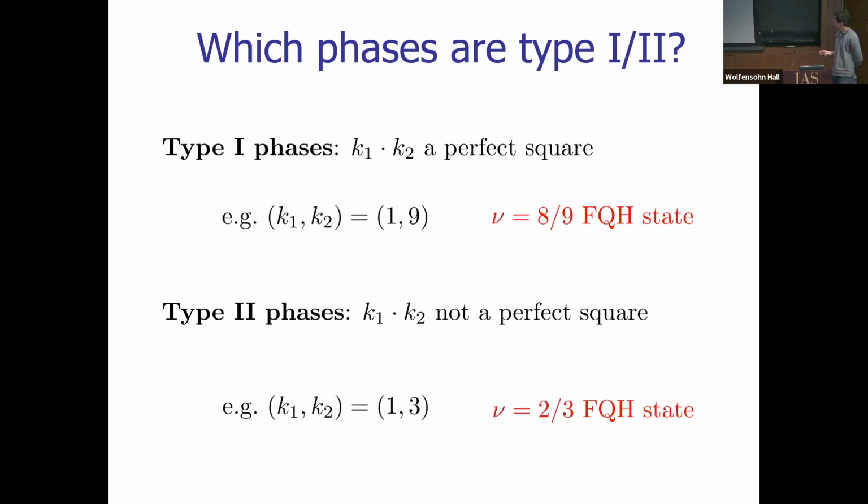Just as an example, a type one phase would be this 1-9 phase, and an example of a type two phase would be the 1-3 phase, because 1 times 3 is not a perfect square. Both of these actually do have natural physical realizations. The 1-3 phase is equivalent to the 2/3 quantum Hall state, the particle-hole conjugate of the 1/3 state. So you can show that this theory describes this state, or it's at least strongly believed. And the 8/9 state is a hypothetical state, not seen experimentally, but it would be the particle-hole conjugate of the 1/9 state. And again, that's one way to think about this example. So the 2/3 state has an ungappable edge, and the 8/9 state has a gappable edge, if we break all symmetries.